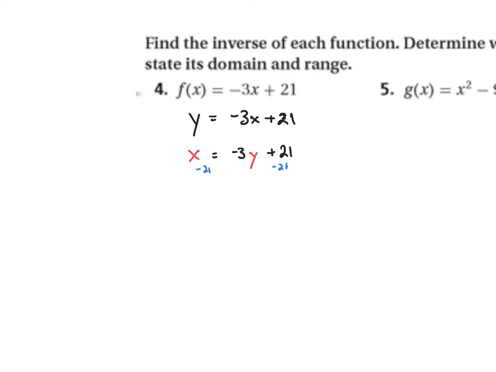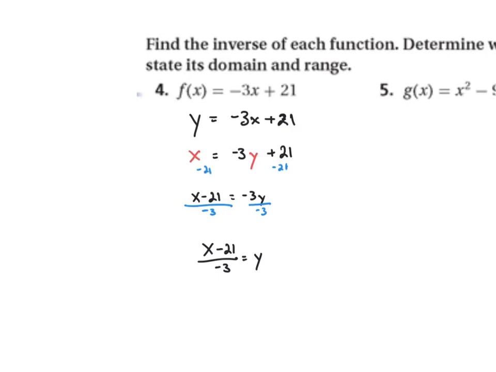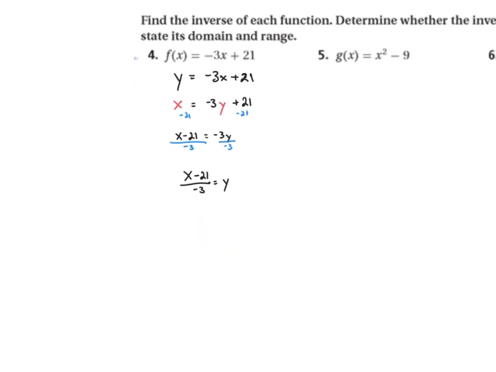Okay, subtract 21 from both sides. x minus 21 equals negative 3y. Divide everything by negative 3. So let's just leave it as one big x minus 21 over negative 3 is equal to y. But then let's just put it back in its notation. So I'm going to flop these two things where they are, but instead of writing y, I'm going to write f of x to the negative first power. That's how we denote that it's an inverse. x minus 21 over negative 3.